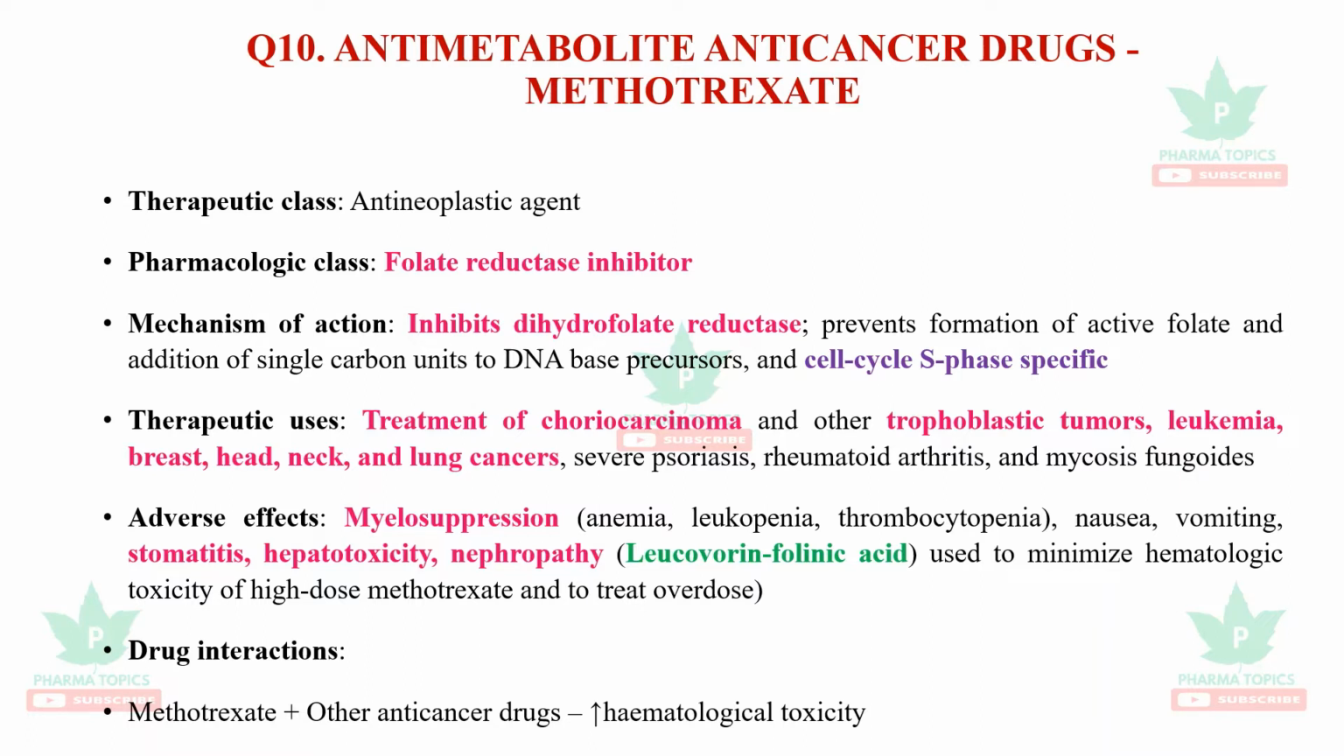It has several uses: treatment of choriocarcinoma, trophoblastic tumors, leukemia, breast, head, neck, and lung cancers. It's also used at lower doses for treatment of rheumatoid arthritis and severe psoriasis. The adverse effects include myelosuppression, anemia, leukopenia, thrombocytopenia, stomatitis, hepatotoxicity, and nephropathy. The antidote to reduce the methotrexate toxicity is leucovorin. Folic acid can also be used as an antidote. The drug interactions include other anti-cancer drugs; it increases the hematological toxicity.